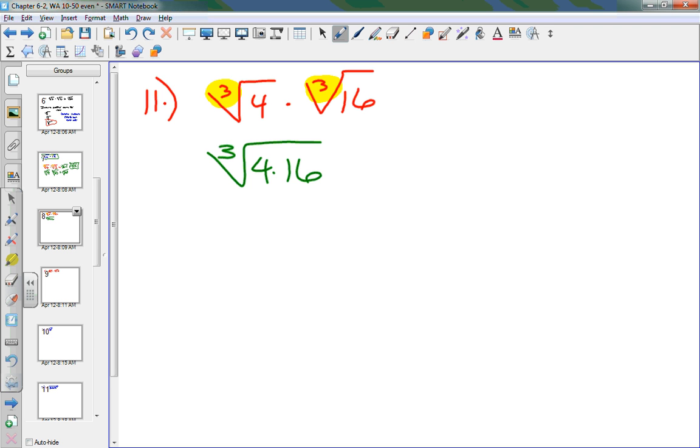I'm going to teach you 2 methods. The first method is for those people who hate their multiplication tables. For those of you who are good at your multiplication tables, which I can say there are many people in this class.